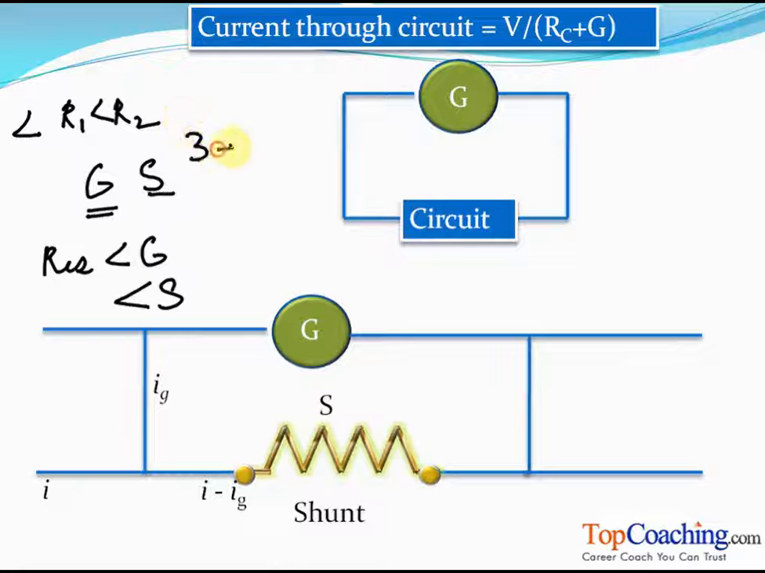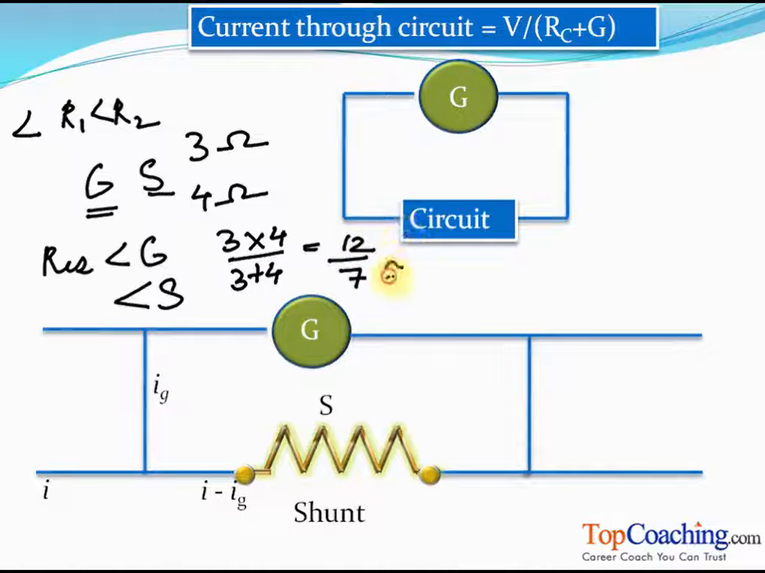You can even verify this. Let's take a 3 ohm resistor and a 4 ohm resistor in parallel. In that case, the equivalent resistance of 3 ohm and 4 ohm will be 3 into 4 divided by 3 plus 4. That is 12 divided by 7, which is approximately 2.7 ohms. So as you can see, 2.7 ohms is less than 3 and it is less than 4. In general, the equivalent of a parallel combination is less than each of the two resistances.